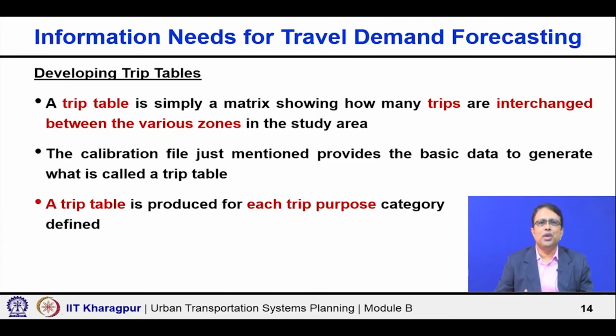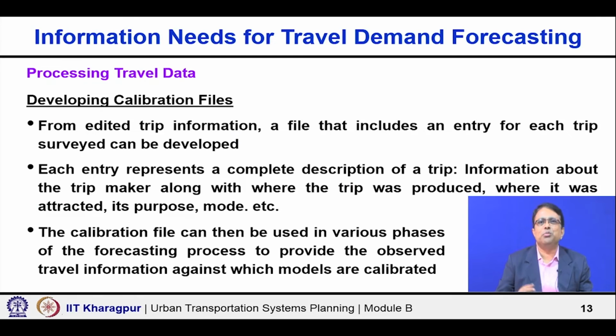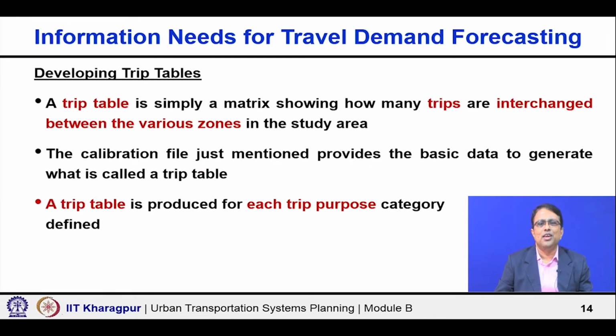The calibration file just mentioned provides the basic data to generate what is called a trip table. Where from is the trip table coming? How are we getting the trip table? We are getting it from basically the calibration data, calibration file. So, calibration file puts together so many individual trips, and we are then developing the trip table.